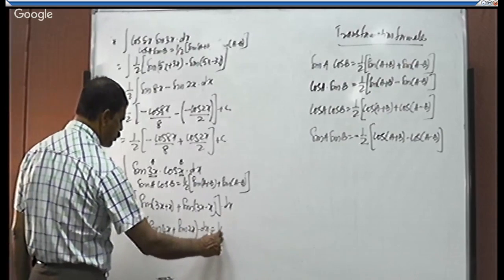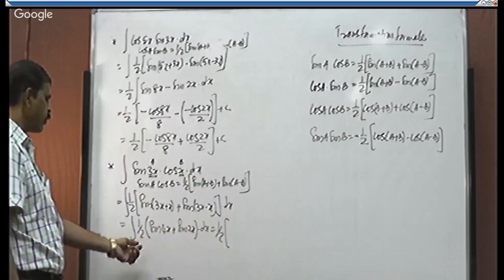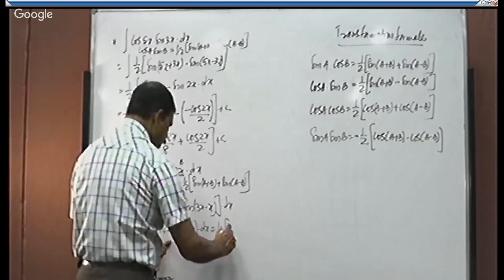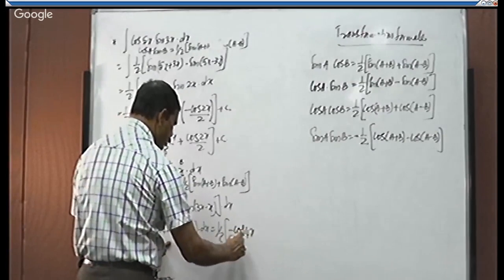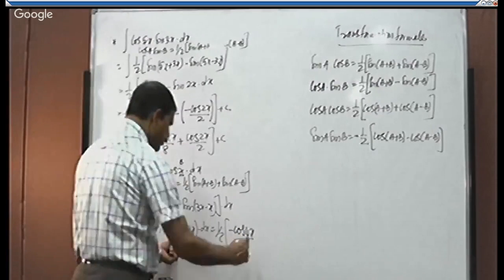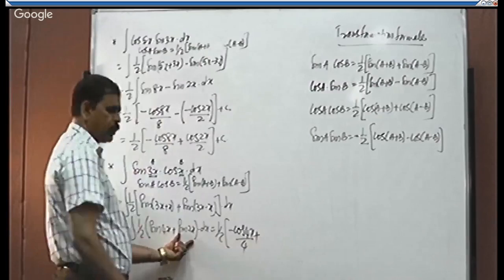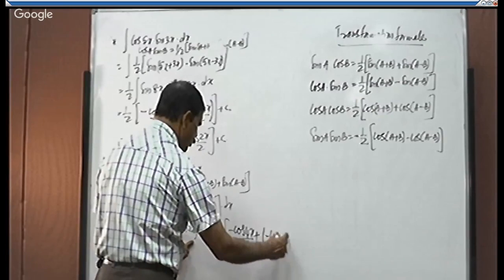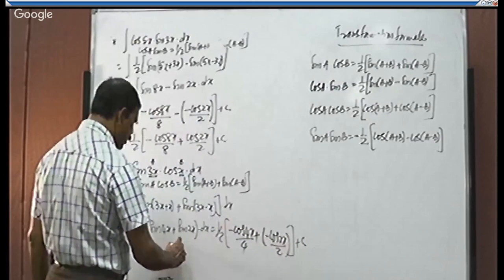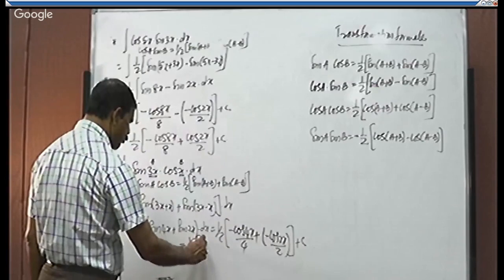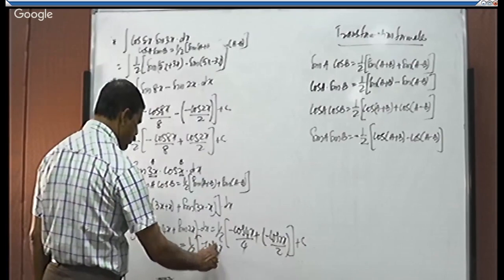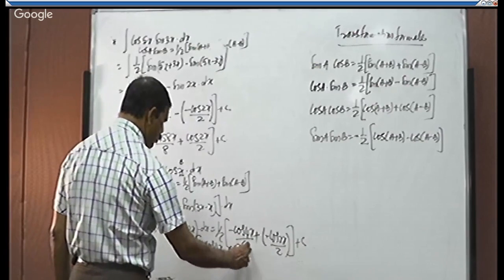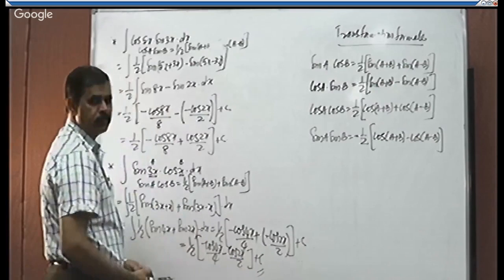If I integrate it, I will have what? Take 1 by 2 as it is. Integration of sine 4x is minus cos 4x divided by 4, plus again integration of sine, it is minus cos 2x divided by 2, plus c. Otherwise, it is 1 by 2 into minus cos 4x divided by 4 plus minus cos 2x divided by 2, plus c, right?